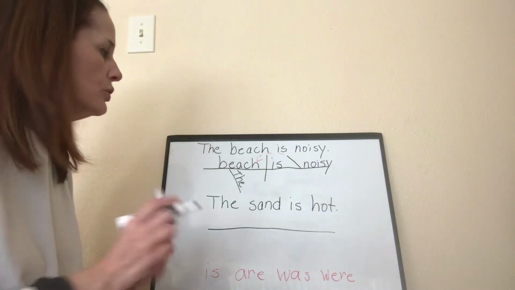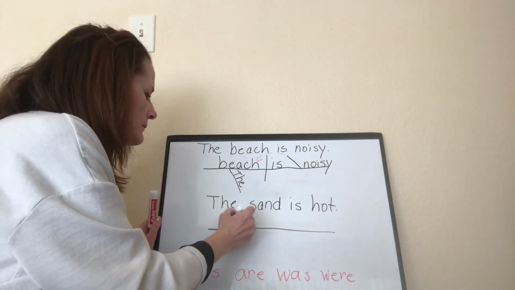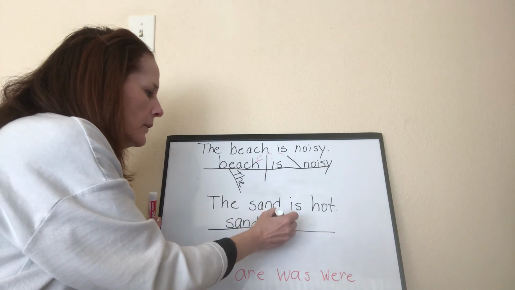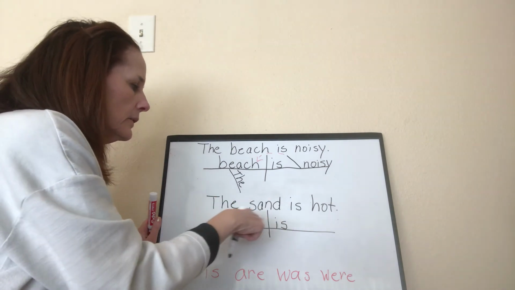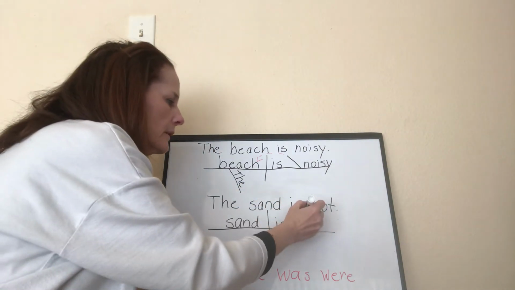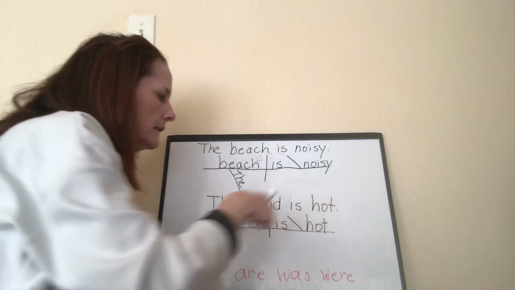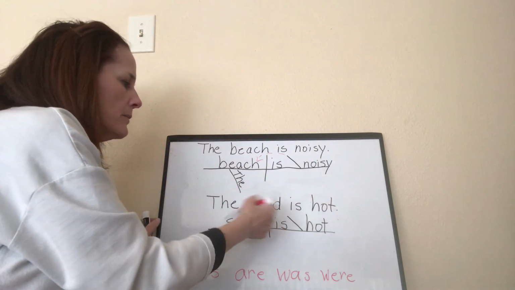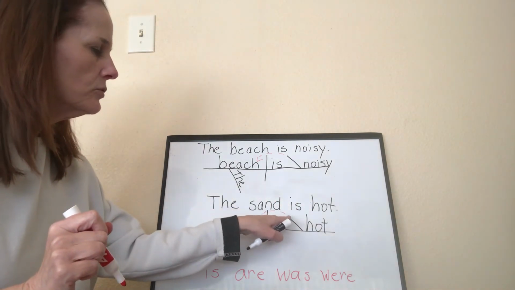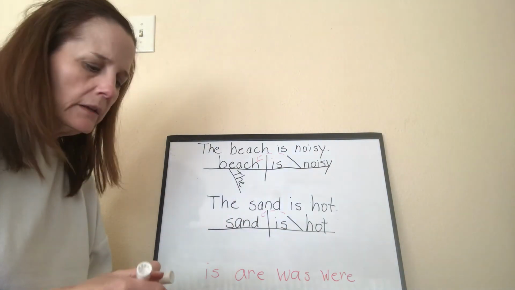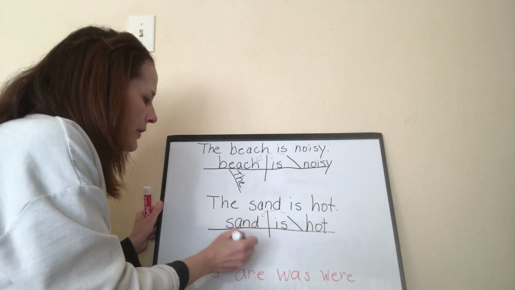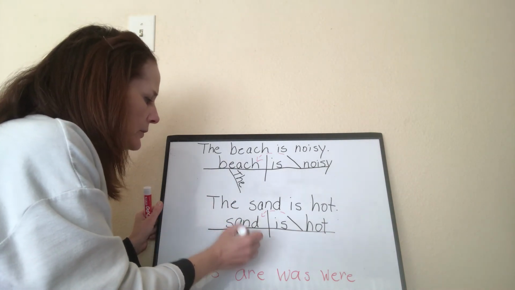Ask yourself the question, who or what? Sand. Sand what? Is. There's our being verb. Sand is what? My line's going to go again towards the subject. Sand is hot. Hot is telling me more about the subject, sand. So again, that's why my line is going to be drawn in this direction towards the word that it is describing. An easy way to remember it. And then the word the, again, is going to go under the subject, sand.